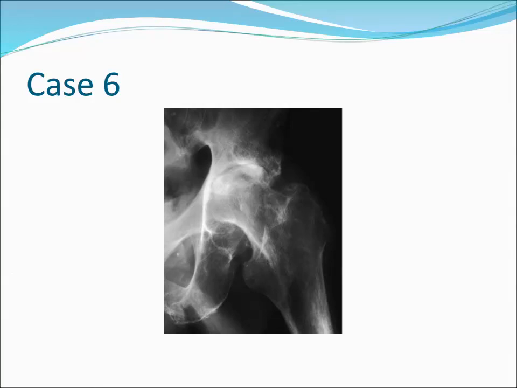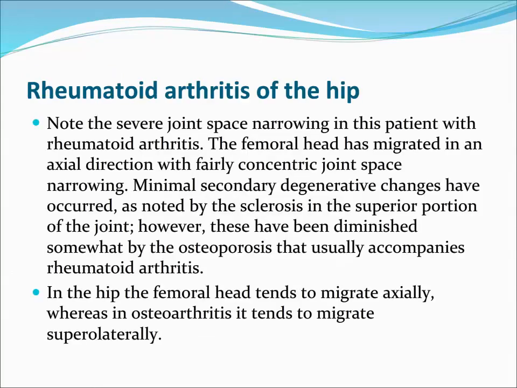In the hip, the femoral head tends to migrate axially, whereas in osteoarthritis it tends to migrate superolaterally. When rheumatoid arthritis is long-standing, it is not unusual for secondary DJD to superimpose itself on the findings one would expect with rheumatoid.